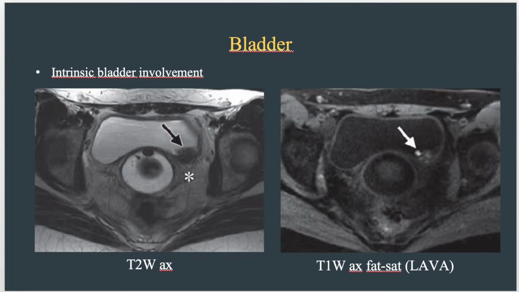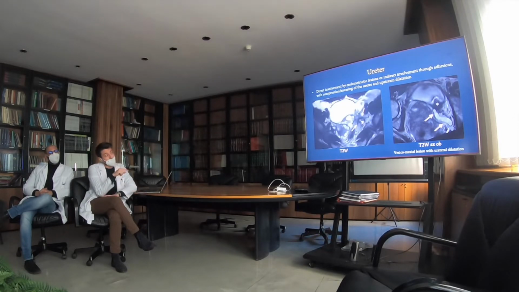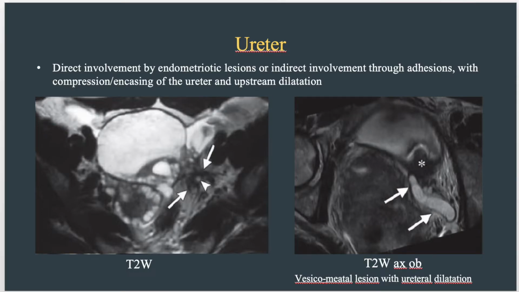The ureter can be involved directly or indirectly. In the direct form, a focus grows directly on the ureters, whereas in the indirect form there is an external involvement. In this image on the left, we can see an indirect involvement of the left ureter, indicated by the white arrow, surrounding the ureter, and with an axial oblique sequence we can also see the hydroureteronephrosis of the left ureter.